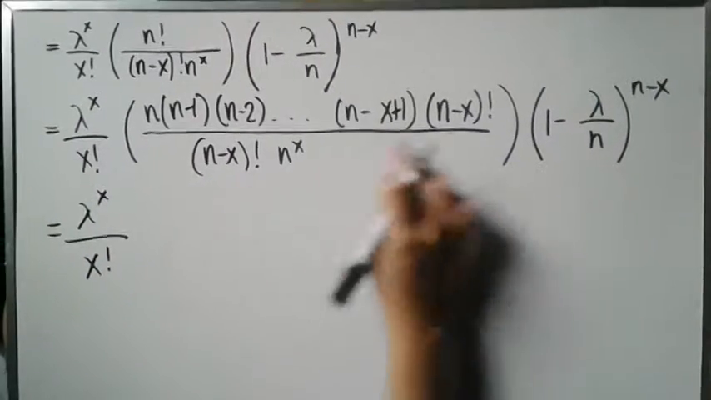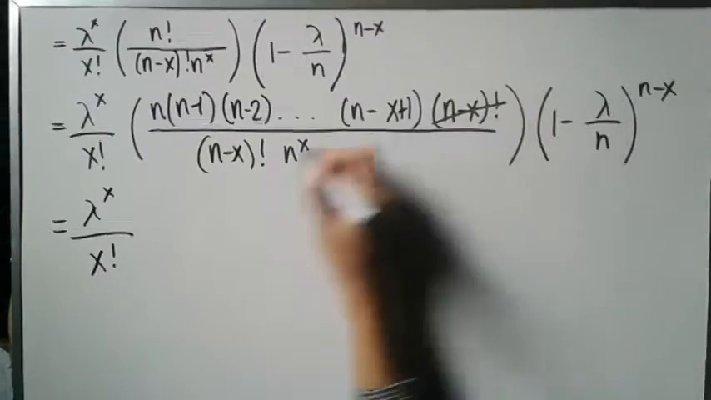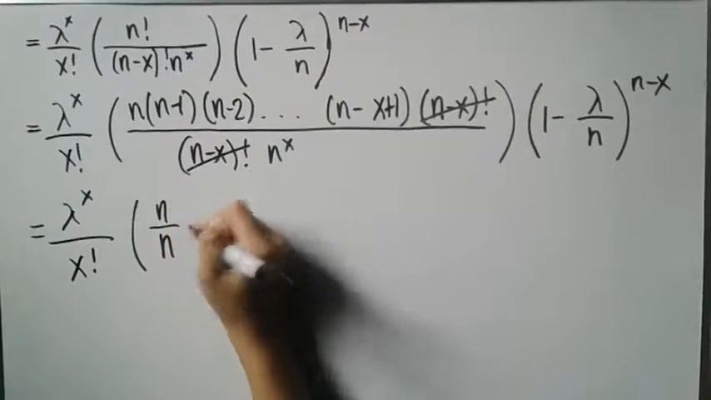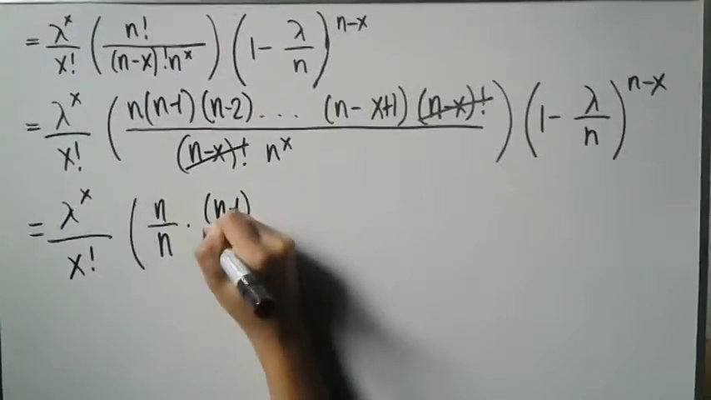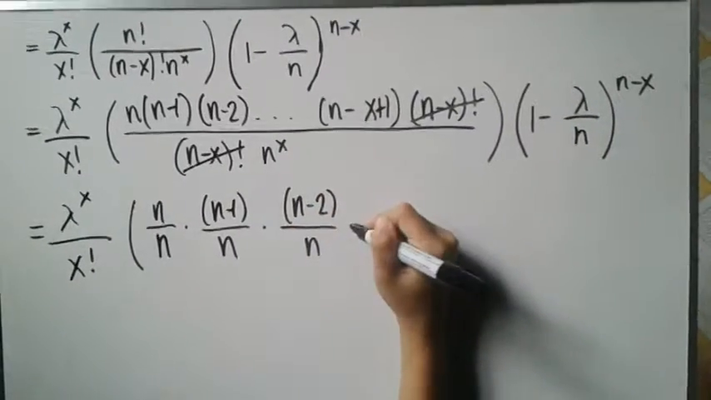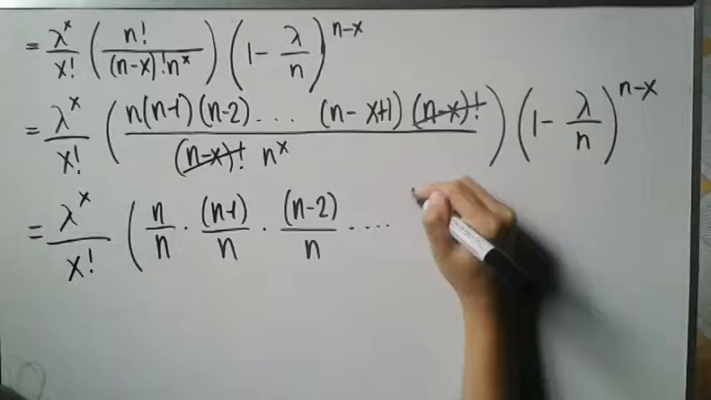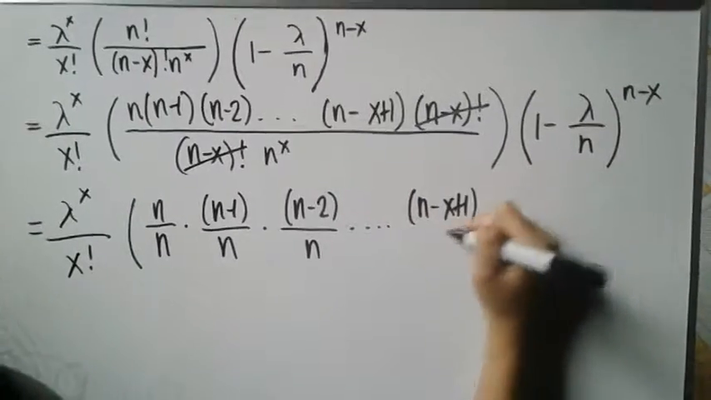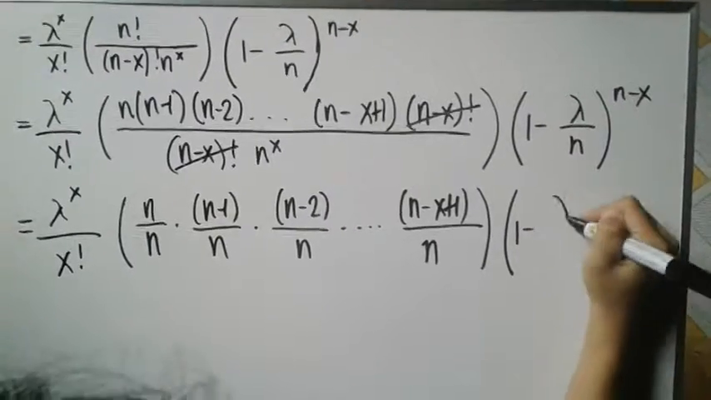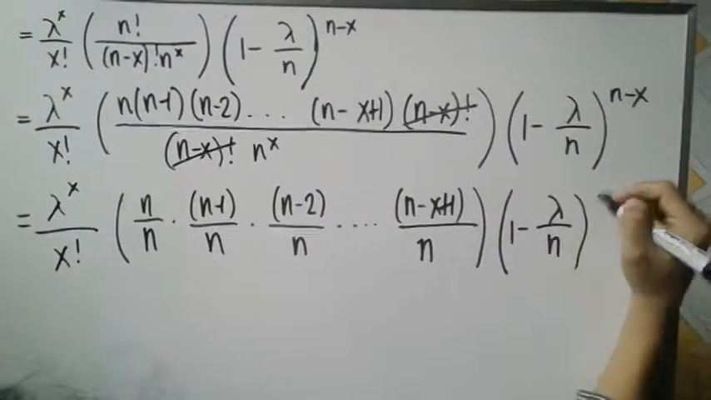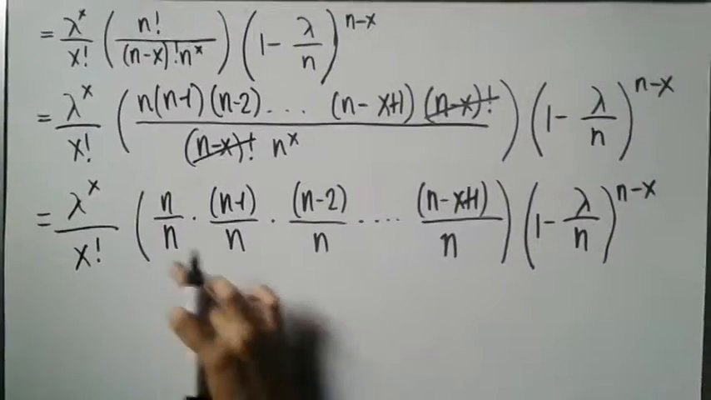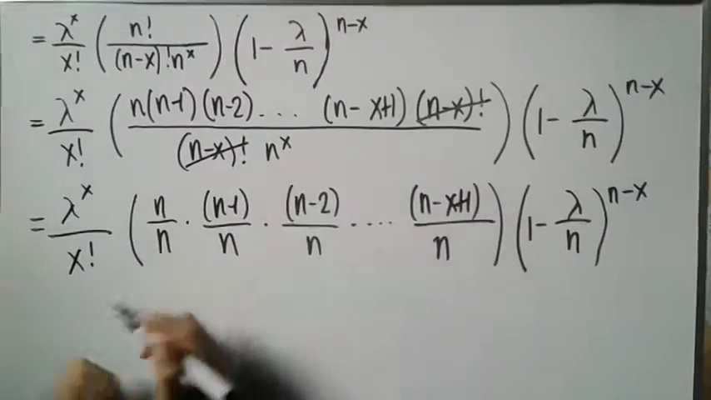So as you can see, we can cancel this out. So we only have n over n times n minus 1 over n times n minus 2 over n, up to n minus x plus 1 all over n, and then copy 1 minus lambda over n quantity to the power of n minus x. So this is just equal to n to the x.